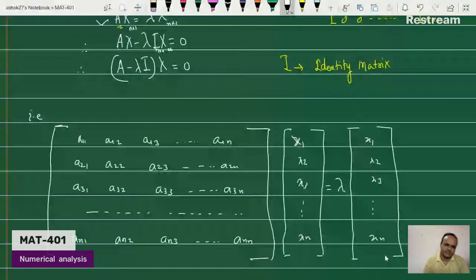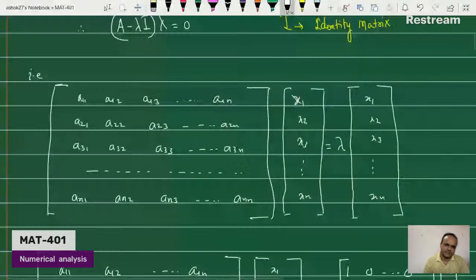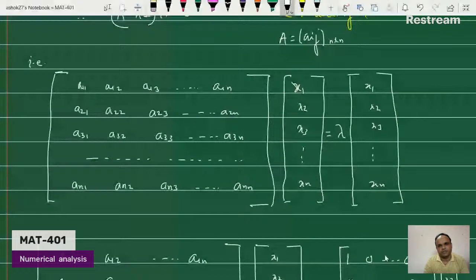So here, what is A? Already we have written, A is aij, and it is an n cross n matrix. So i varies from 1 to n, and j varies from 1 to n. So we can write this matrix in the matrix form. What is the first row? For i equal to 1, let us vary j. j varies from 1 to n, so you'll get the first row.